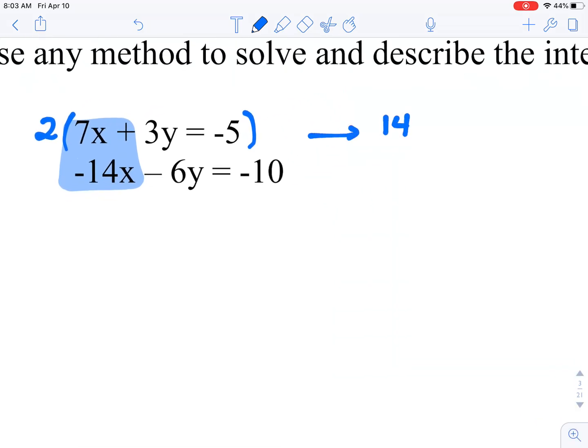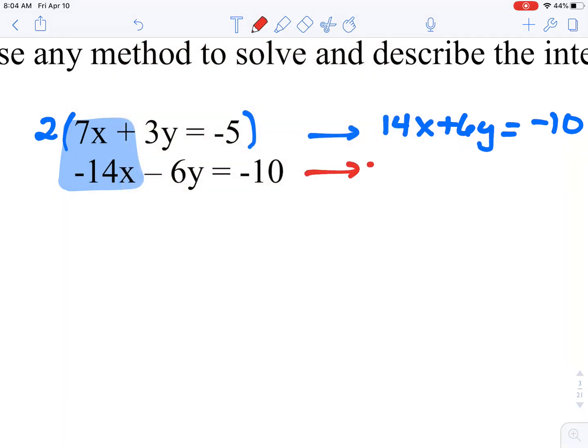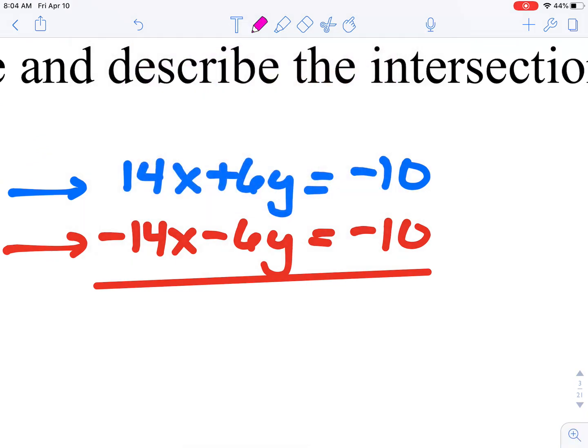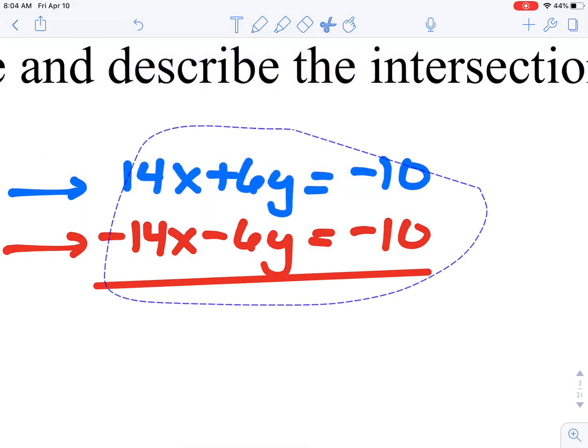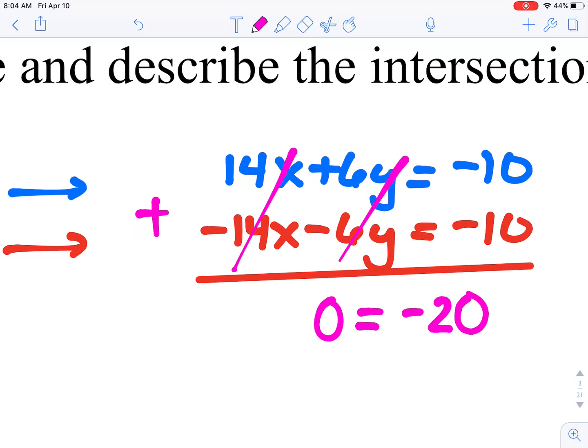Multiplying my first equation by 2, I get 14x plus 6y equals -10. And then I'm going to rewrite my next equation, -14x minus 6y equals -10. And then I'm going to add them up. When I add them up, you're going to see that the x's cancel and the y's cancel, so this side equals 0. And then -10 plus -10, careful, is -20.